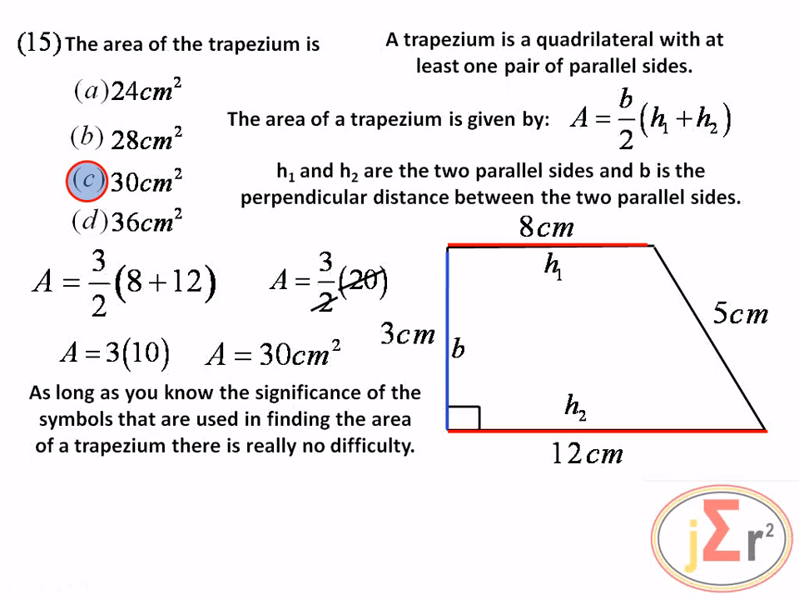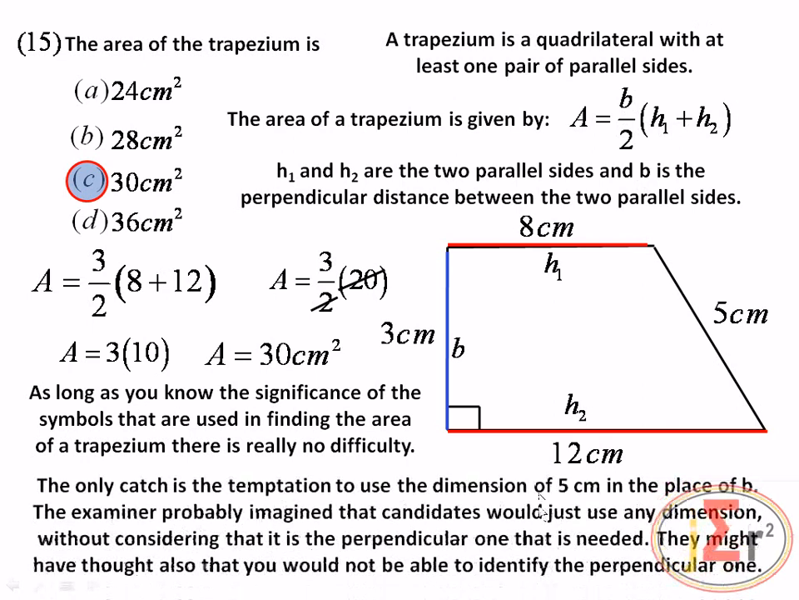So as long as you know the significance of the symbols in the formula, there's really no difficulty. And of course, the formula may be written without h's. We might not have any h at all, or we might not have any b here. But we know that the two numbers that we're going to have right inside here are the two parallel sides, and here we have the perpendicular distance between the two parallel sides. So there's no difficulty as long as you know what they mean.